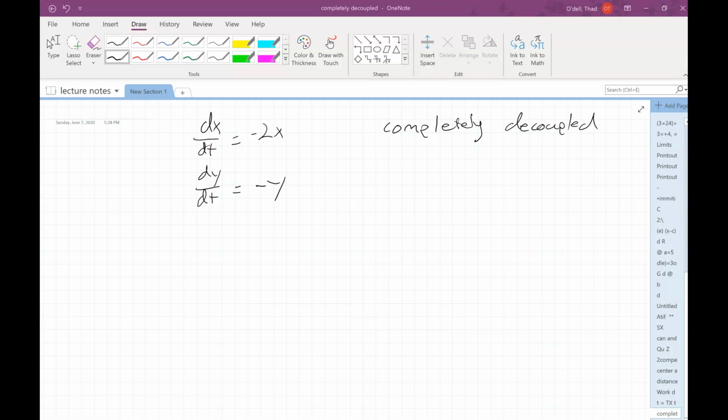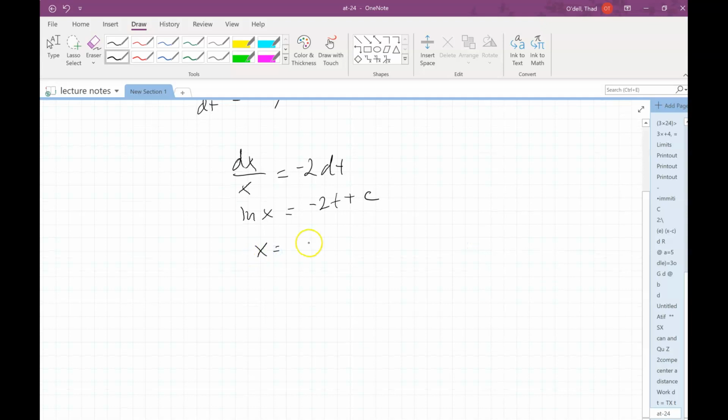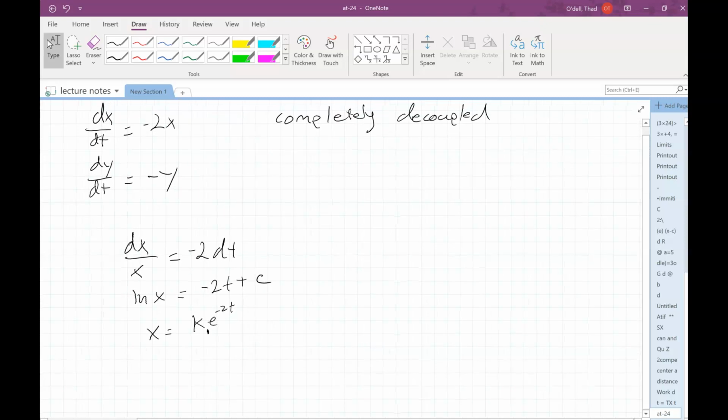So we could take this down here and say, okay, we got dx over x, this is of course separable, equal to negative 2 dt, and that would give me natural log of x is equal to negative 2t plus c, and then that means that x is equal to k, we'll call it k sub 1, times e to the negative 2t. So that would be a solution to that first equation. Then likewise, dy over y is equal to negative dt, that means natural log of y is equal to negative t plus c, which means y is equal to k sub 2 times e to the negative t.